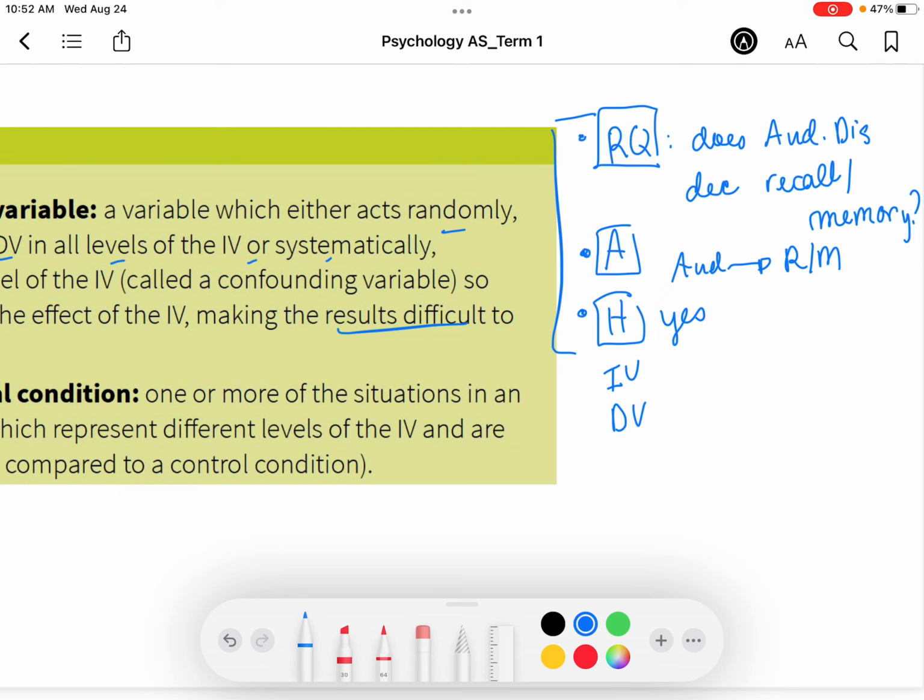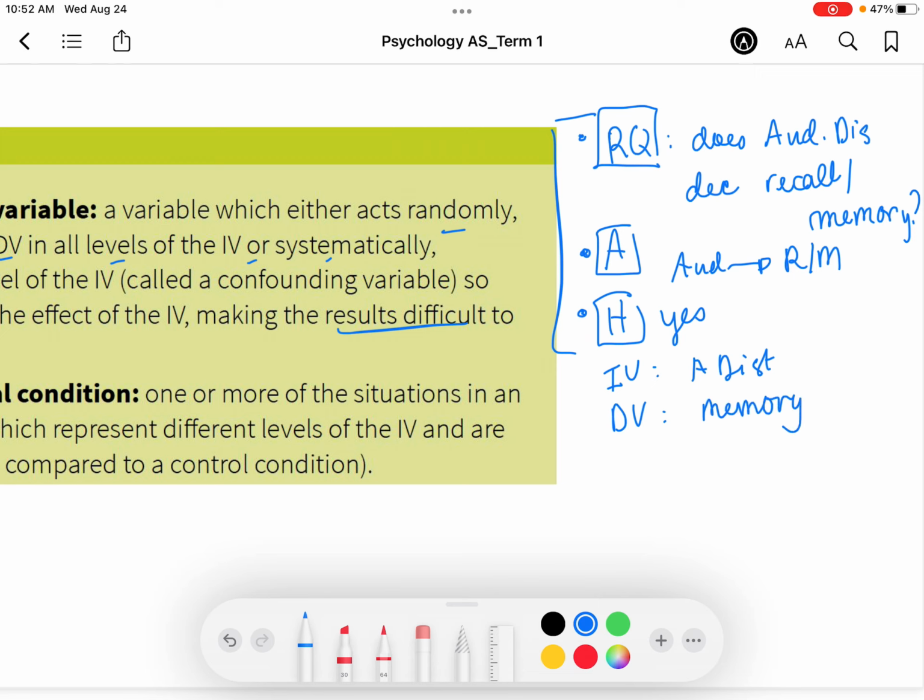Want to have a guess? It is auditory distractors or auditory distractions. And then what is being affected by the auditory distractions? It is memory or recall.